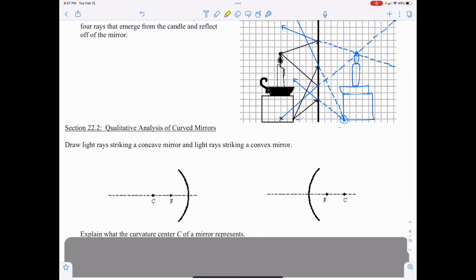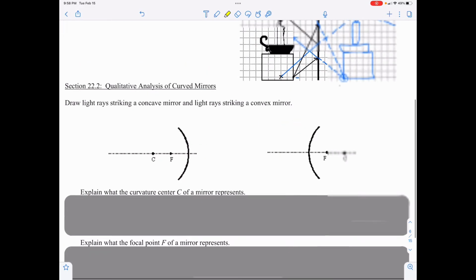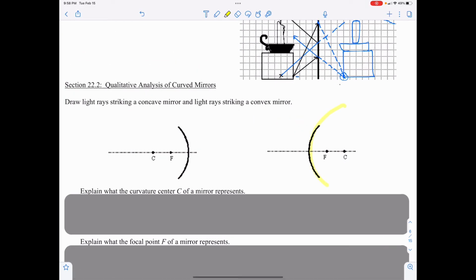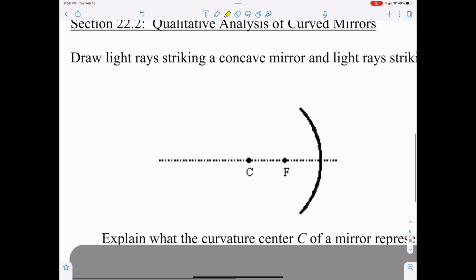Section 22.2, Qualitative Analysis of Curved Mirrors. Draw light rays striking a concave mirror and light rays striking a convex mirror. Remember, every reflected ray has a back ray. All right, let's take a look at this right here. When a mirror caves in around an object, that is a concave mirror. When the mirror bends away from the object, that is a convex mirror. Let's start with a concave mirror.